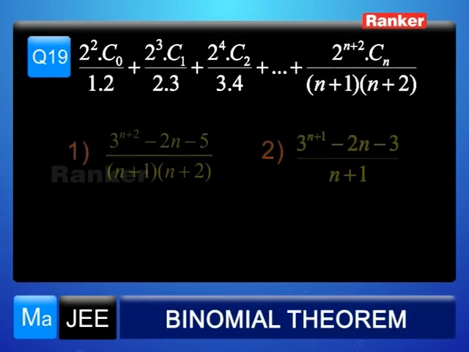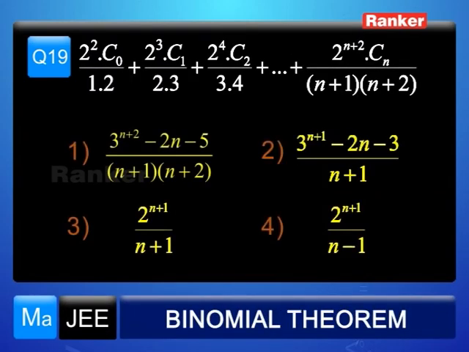2 square into nC0 by 1 into 2, 2 cube into nC1 by 2 into 3, 2 power 4 into nC2 by 3 into 4, and so on and so forth, up to 2 power n plus 2 into nCn by n plus 1 into n plus 2 is equal to: first option, 3 power n plus 2 minus 2n minus 5 by n plus 1 into n plus 2. Second option, 3 power n plus 1 minus 2n minus 3 by n plus 1. Third option, 2 power n plus 1 by n plus 1. Fourth option, 2 power n plus 1 by n minus 1.